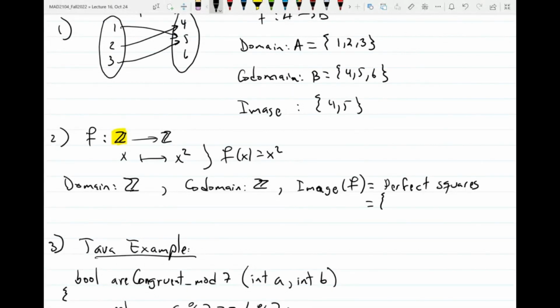which would be 0, 1. What will be the next one? 4, then 9, then let's do one more, 16, then 25, and then hopefully at this point we say "and so on." It's an infinite set. But if you write this down, everybody understands what you mean, right? Now let's be more formal.